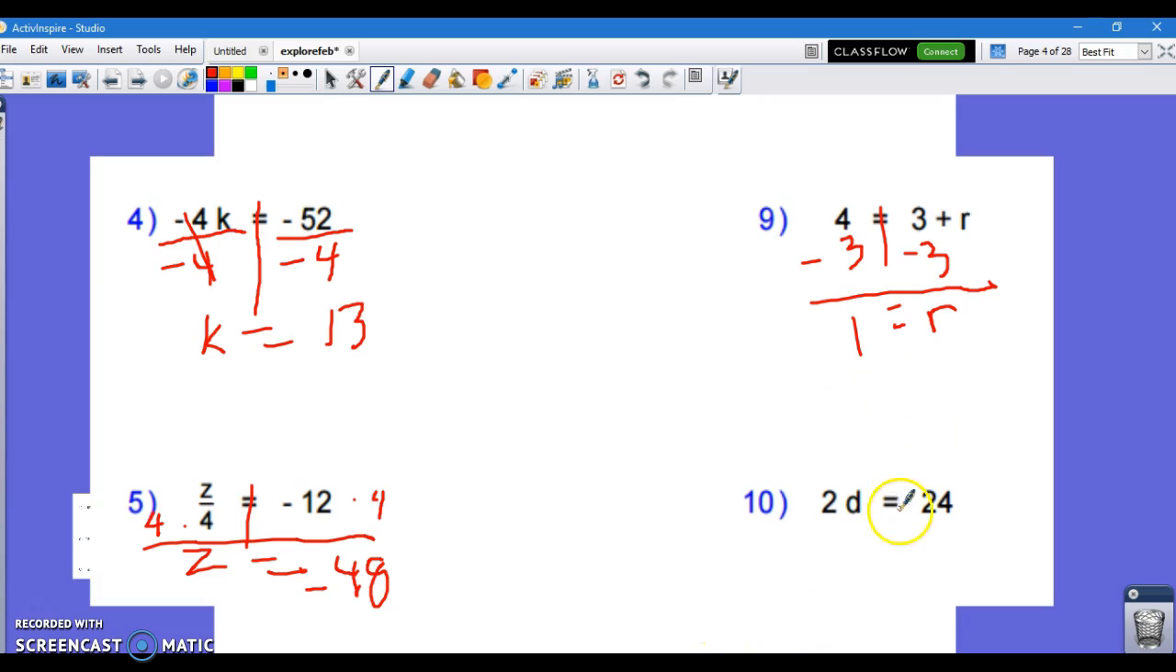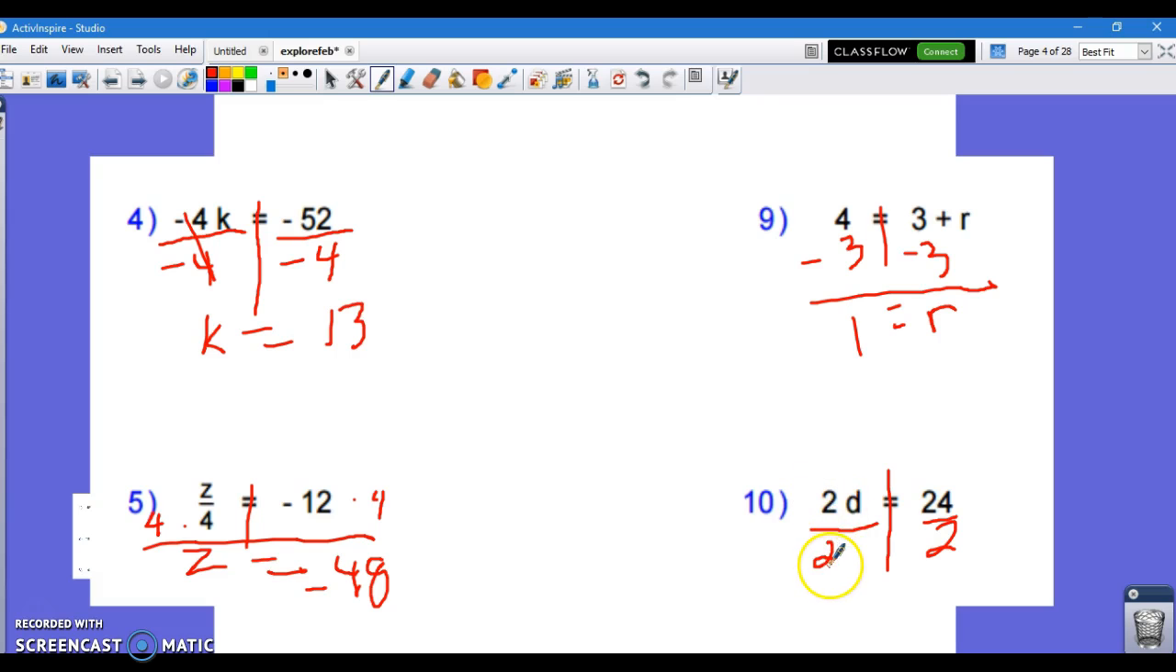Last one for the one-step equations. You have nothing in between your number and your letter. The previous one you did have something in between. This one you have nothing. So if it's nothing, it means multiply. So you must do the opposite of multiply, which is divide. To get D by itself, I need to divide by a 2. So I'll divide by a 2 on this side.